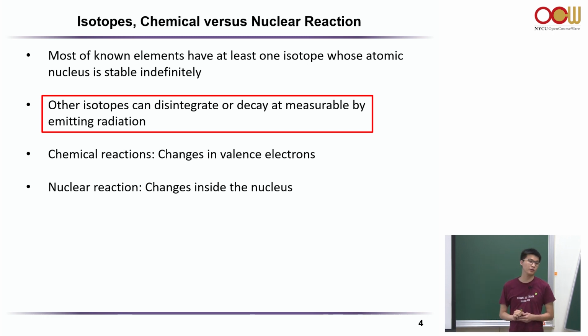Why do they become something else? Anybody want to give a guess? Why does an isotope want to decay? It wants to get to a lower energy state, right? And because it releases energy during this process.